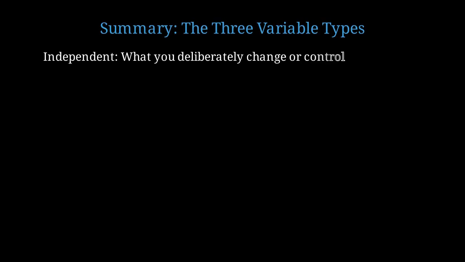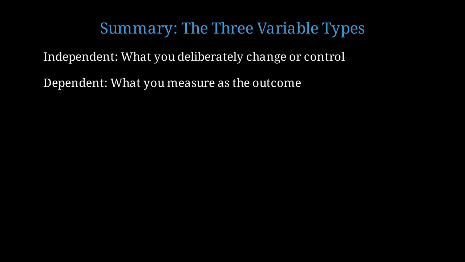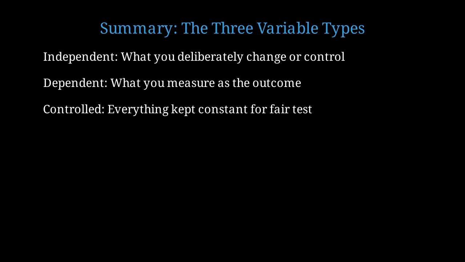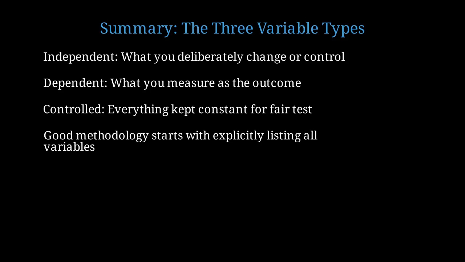Let's summarize everything we've learned about the 3 types of variables. Independent variable is what you deliberately change or control. Only change one at a time. Dependent variable is what you measure as the outcome or result. It depends on the independent variable. Controlled variables are everything else kept constant to ensure a fair test. List them explicitly. Good methodology starts with explicitly listing what will be changed, what will be measured, and what must be kept constant. Don't skip this step.